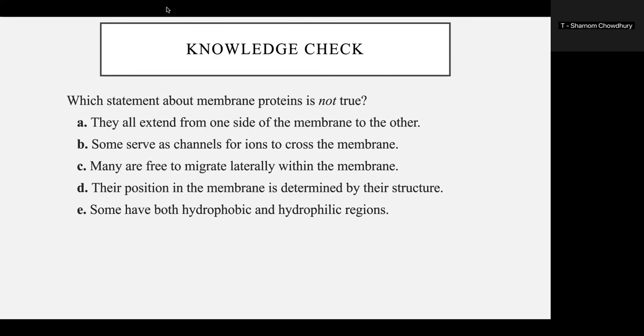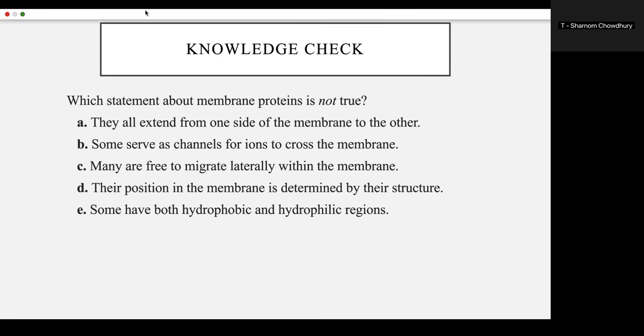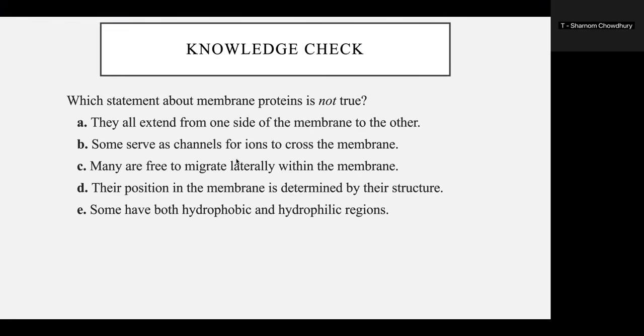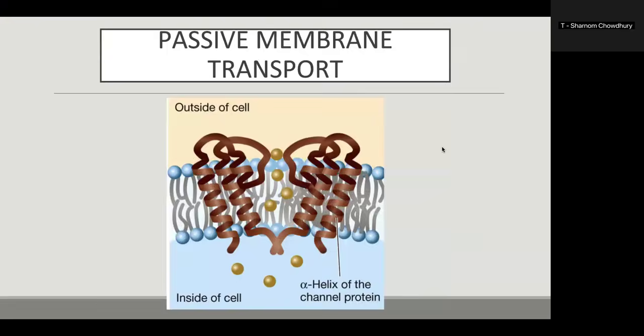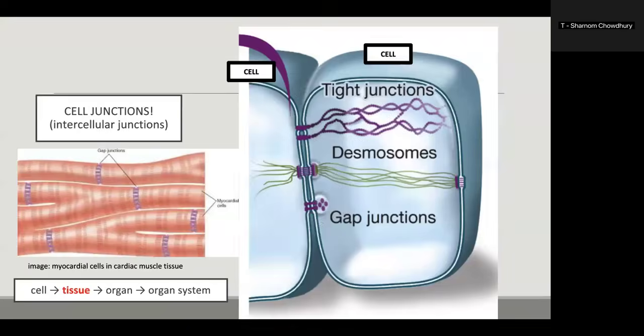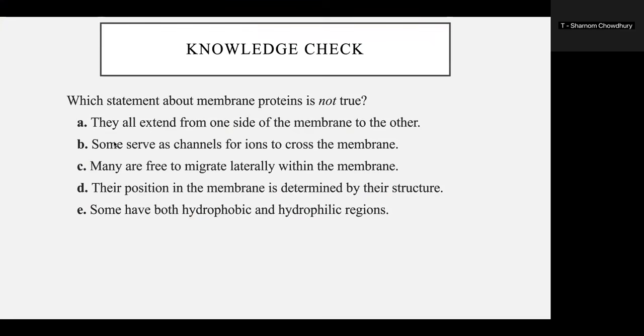They all extend from one side of the membrane to the other. The reason A is wrong is because there are peripheral membrane proteins here. Peripheral membrane proteins do not penetrate the bilayer at all. And as we mentioned before, for integral membrane proteins, some of them can cross the entire phospholipid bilayer, but others penetrate only partially into the bilayer. So the remaining four answer choices are true, but A was not true. So the correct answer was A.